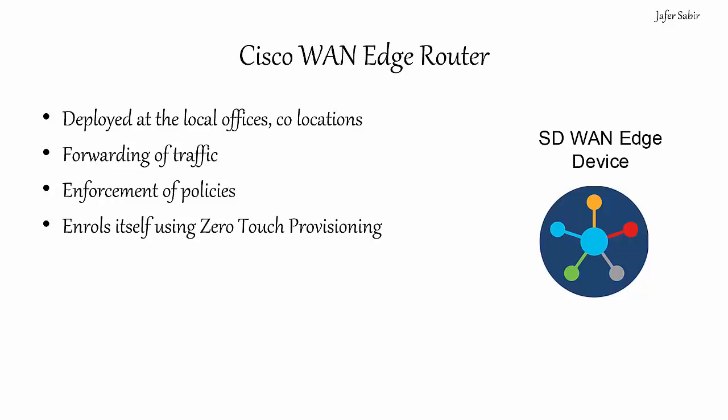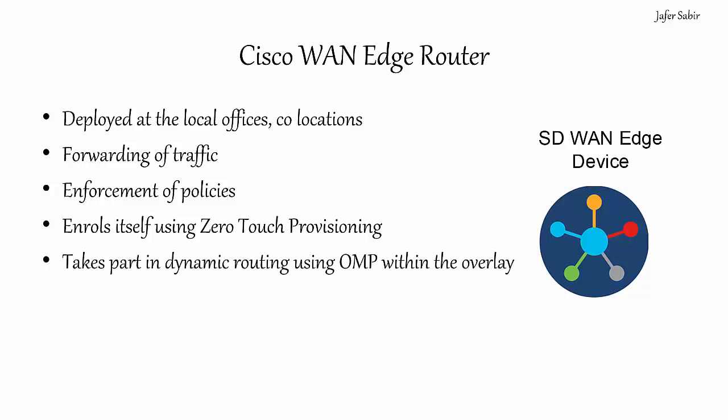The Edge devices establish a connection with vSmart controllers using a dynamic routing protocol known as Overlay Management Protocol. This is the routing protocol that runs inside the overlay and is used for control plane information between the smart controllers and between the Edge devices and smart controllers.